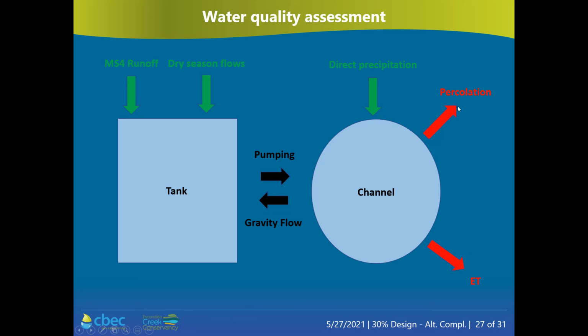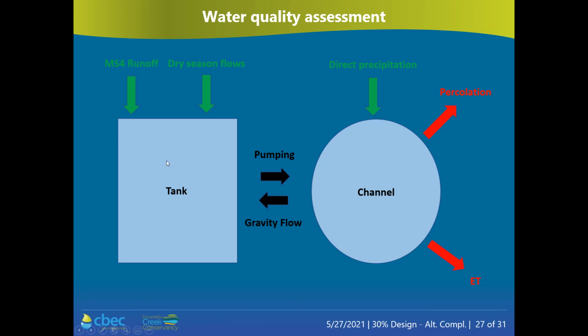But we can also have a couple outflows from the channel. We can have water leaving through percolation, which means that it's seeping into the soil and ultimately moving down into the groundwater table. Or we can have evapotranspiration, which means that we're evaporating the water from the open water surface of the creek itself, but also through the vegetation, like the grasses and the trees around the channel that are pulling up that water in their roots and evapotranspiring it through their leaves. So we don't have any losses from the tank.